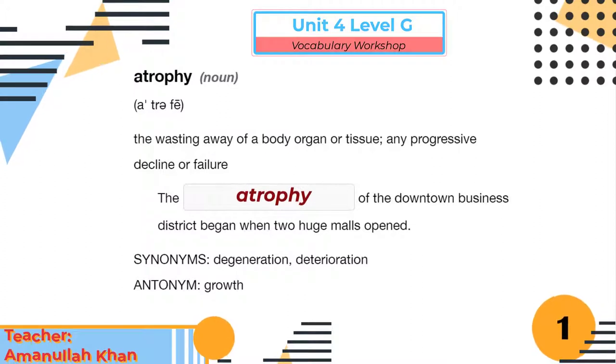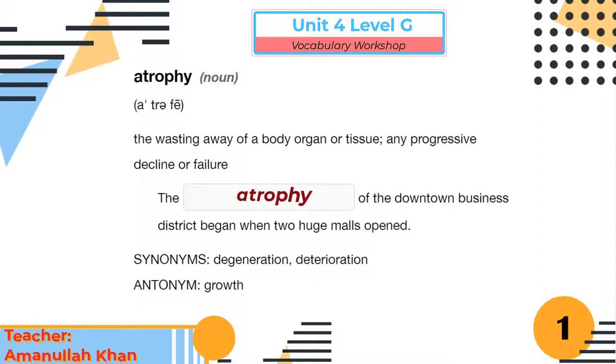Here are a few ways in which atrophy can be used. Due to the atrophy of her thigh muscle, Angela couldn't walk and had to undergo physical therapy. Physicians were certain the atrophy would worsen if the athlete didn't start training again. Now you say atrophy. Try the word again.